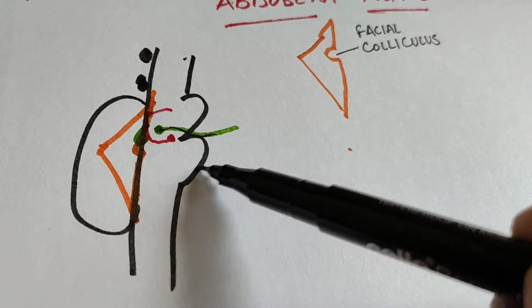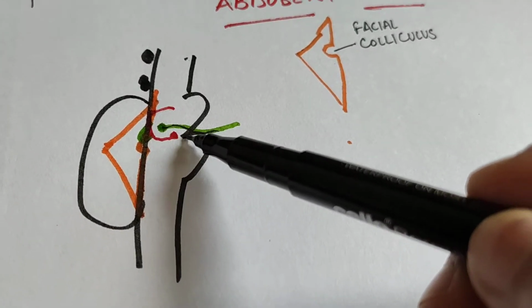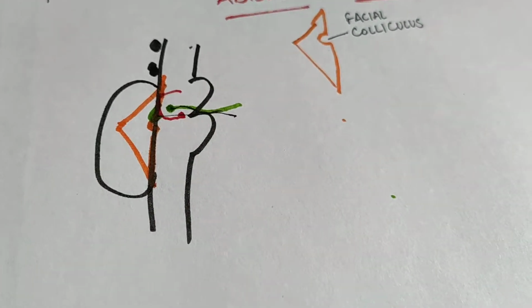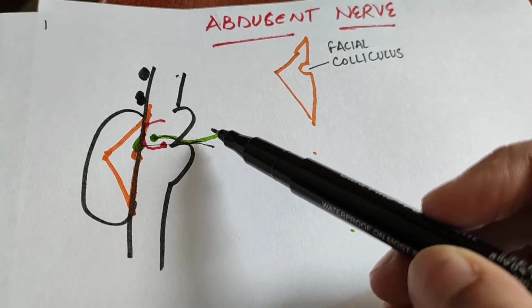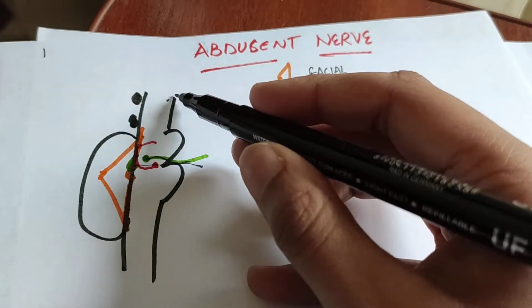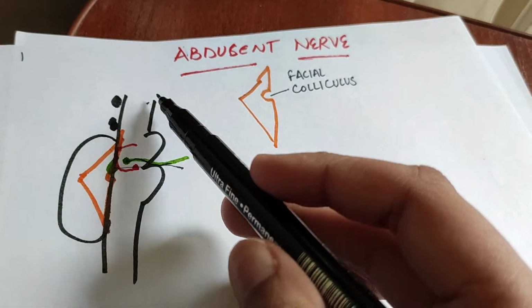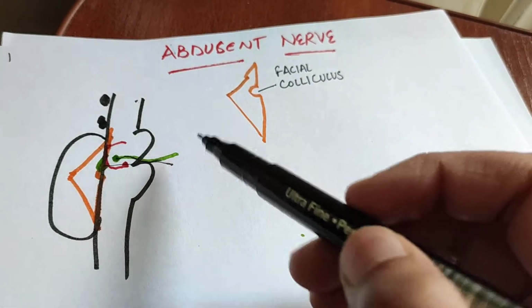The abducens nerve fibers go down and emerge from the pontomedullary junction. This is the pons, this is the medulla, so it's the pontomedullary junction, or inferior pontine sulcus. As it comes outside, it is in the subarachnoid space. There are three meninges: pia, then arachnoid, then dura.